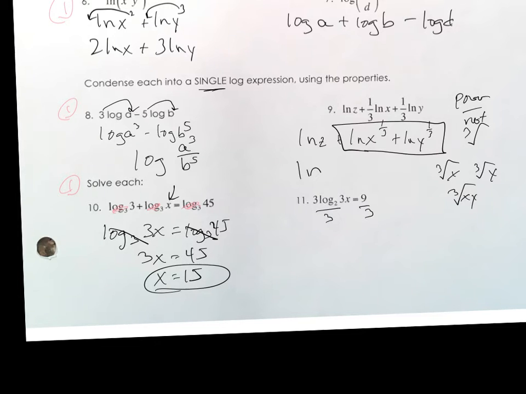Divide both sides by 3. We get log base 2 of 3x equals 3. Now you can swoop it out. 2 to the third equals 3x. So 8 equals 3x and divide by the 3. So we get 8/3. Sorry about that.